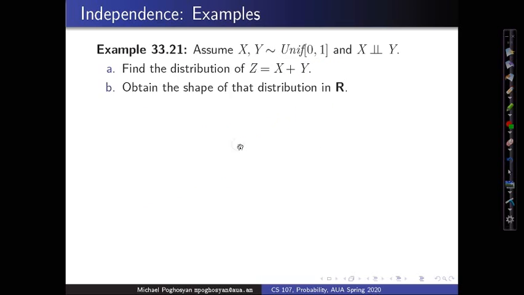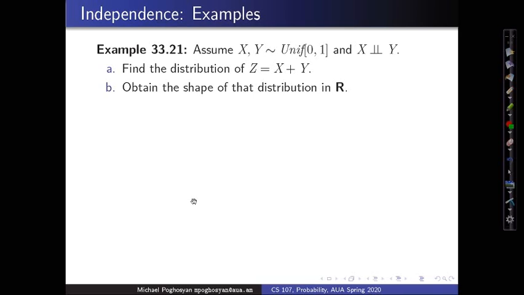Okay, so let's move forward. Assume X and Y are uniform on 0, 1, and they are independent. Find the distribution of Z, which is X plus Y, and then obtain the shape of that distribution in R.